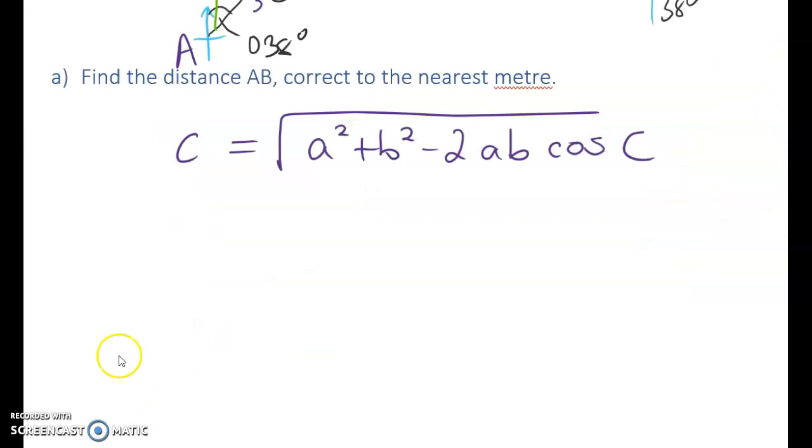And there's our cosine rule when we're looking for the side c. a squared plus b squared minus 2 times a times b times the cos of the angle C. Let's substitute what we know. It's going to be a long sum.